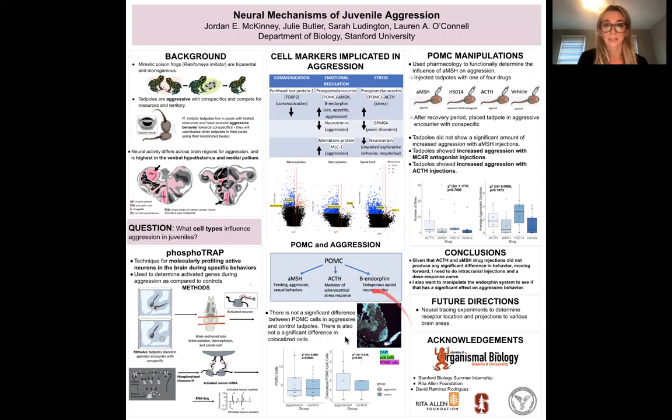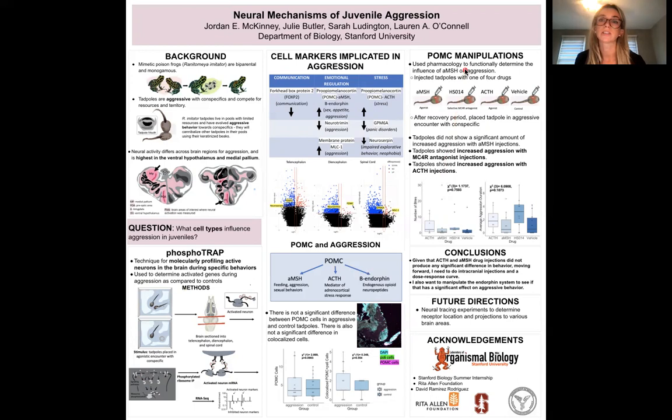So you can see this in this image right here. We have DAPI, which allows us to see where we are in the brain. It stains tissue. PS6 cells are in green, so there's some right here, and POMC cells are going to be mostly around here. So through doing this, we actually saw that there's not a significant difference between POMC cells in aggressive and controlled tadpoles. So then we did these POMC manipulations.